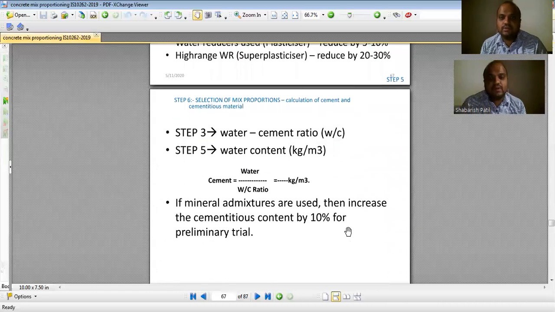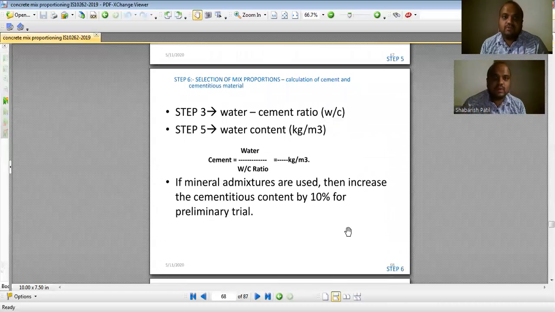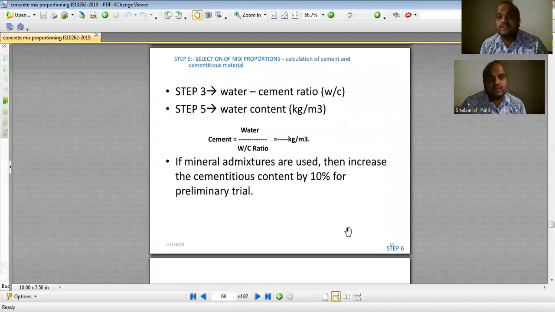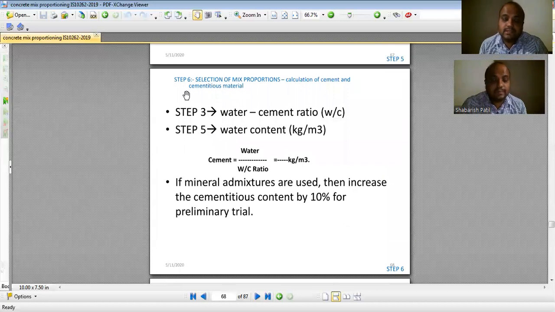So once we have got this water content, then what we have to do is calculate the cement content. Step 6 is selection of mix proportions. Now I'm talking of calculation of cement and cementitious material here. What we got in step 3 is the water cement ratio. If you go back to step 5, we got the water content in kg per cubic meter.